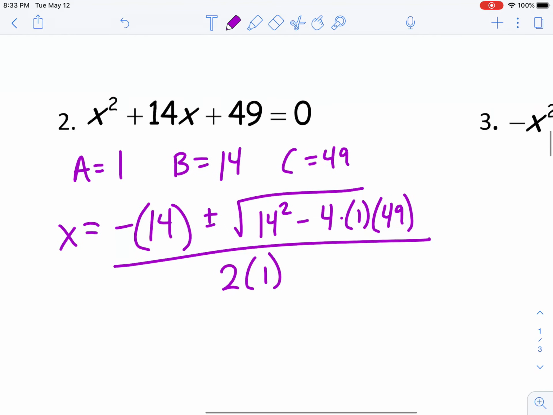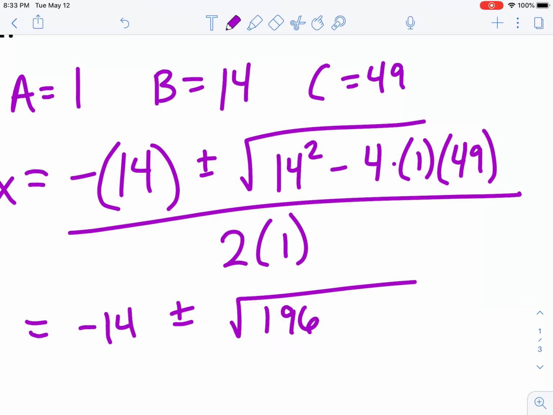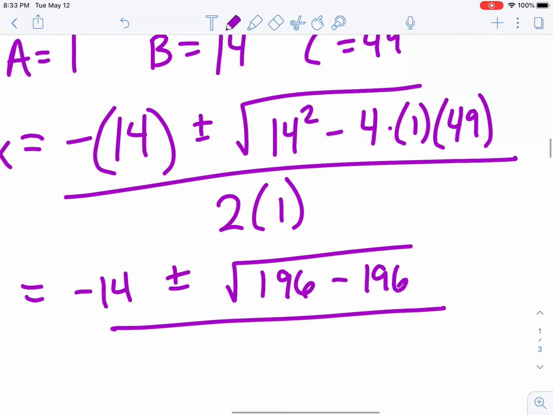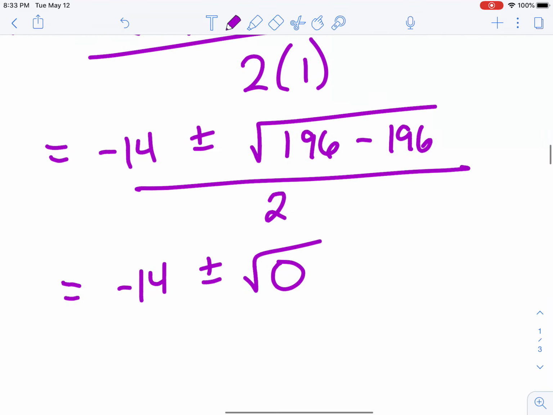Okay, and again, we are just simplifying the numbers here. So this becomes negative 14 plus or minus the square root. 14 times 14 is 196. Let's see, 49 times 4. Well, 50 times 4 is 200, minus 4 is 196 as well. Okay, and there's only one negative, so that one's negative. Okay, so this is negative 14 plus or minus the square root of 0, because 196 minus 196 is 0.